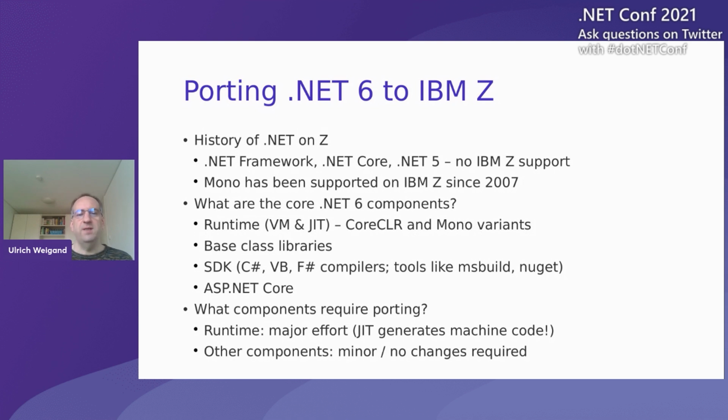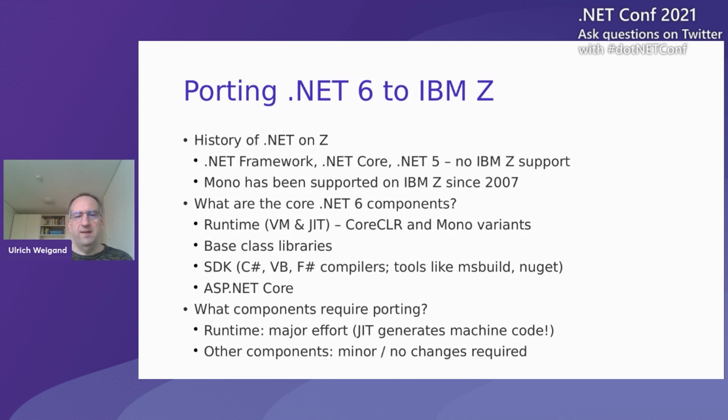Well, let's look at what is all in the .NET 6 deliverable as you can download it today. It has a runtime, which is the virtual machine implementation, plus the just-in-time compiler that generates native code. And .NET 6, just like .NET 5 already, has two variants of that runtime: the CoreCLR variant and the Mono variant. And depending on the platform and the architecture, some use the one and others use the other.